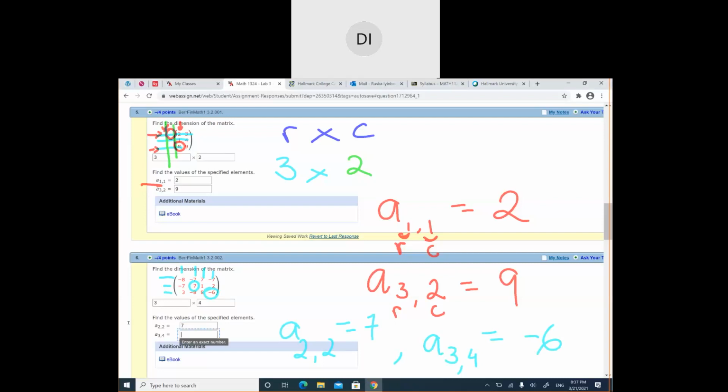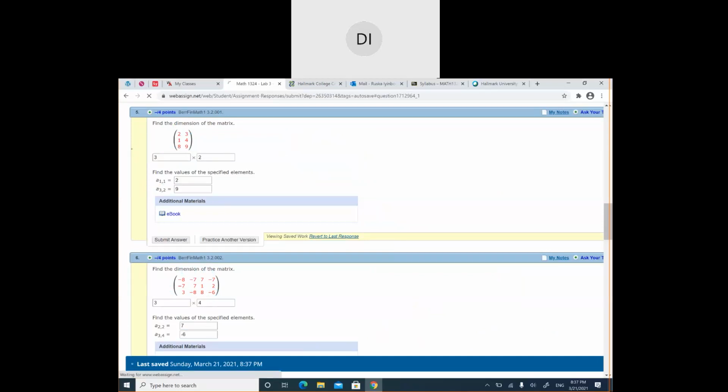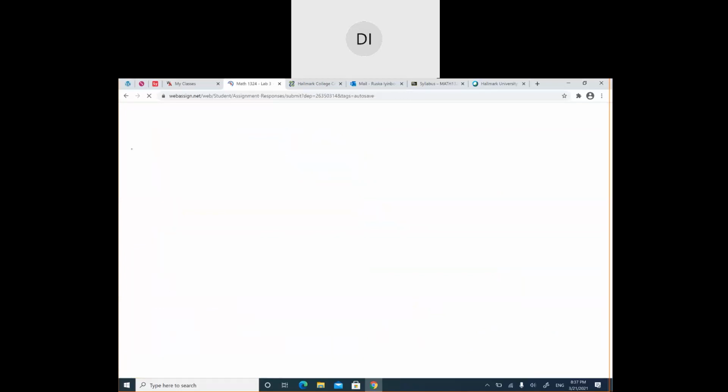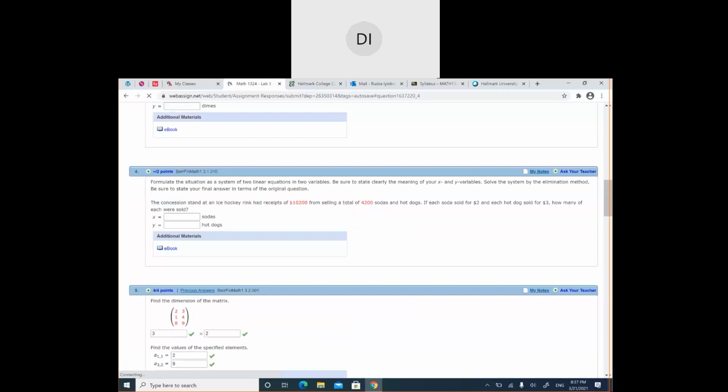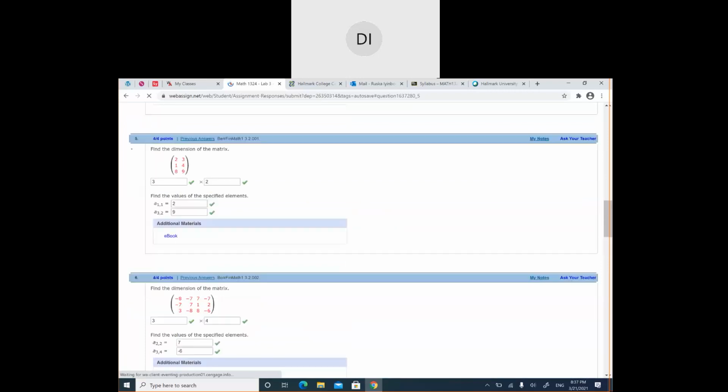That's all. You're just looking at the given numbers in the table. So that's how you find the dimension of a matrix. A matrix is a little table of numbers. That's all you have. So let's submit and check those answers. Now we need to submit everything individually.